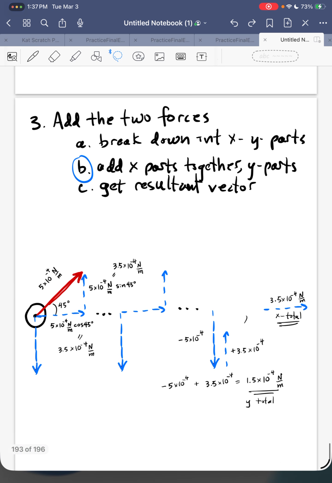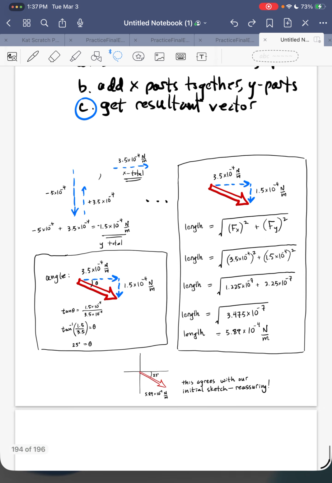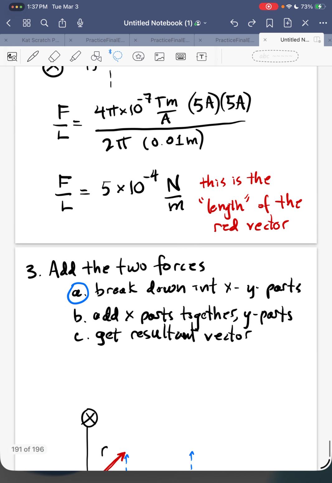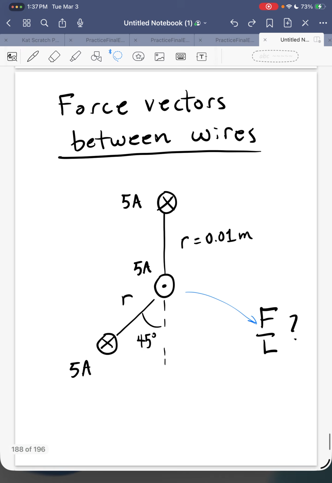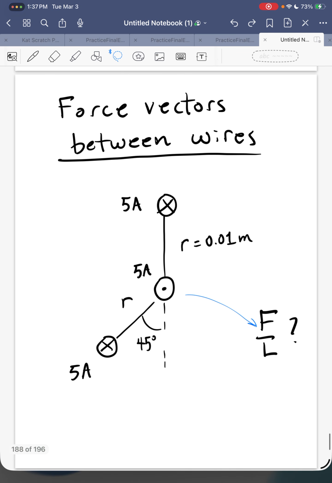So hopefully that was helpful to you. It's an example of how to add forces per unit length of wires in a vector manner. And this kind of thing will definitely be on the second exam. Hopefully that was helpful.